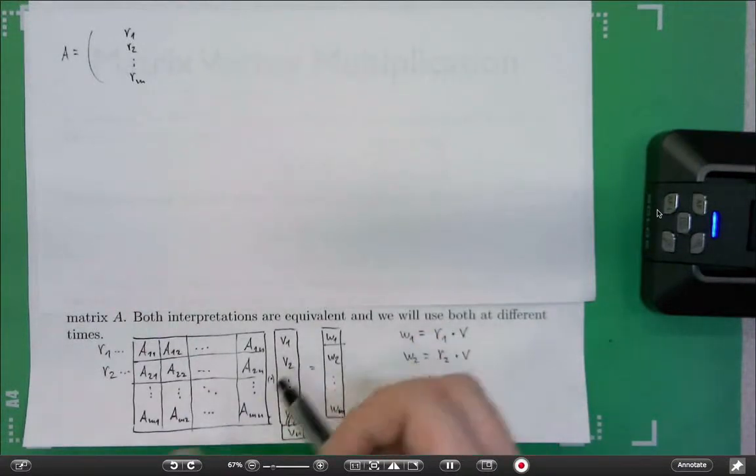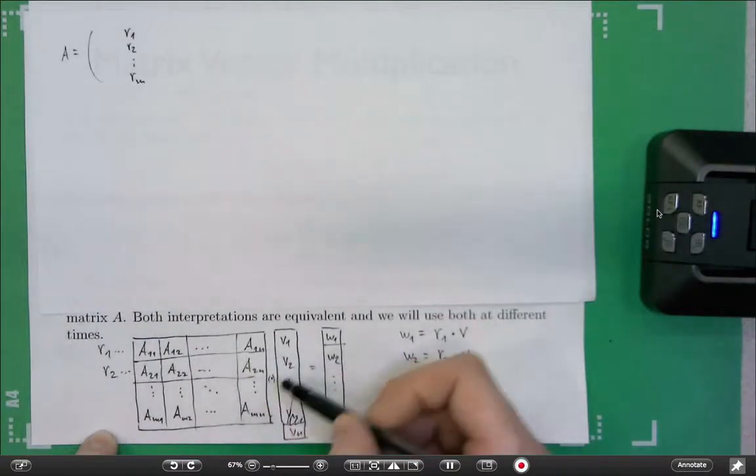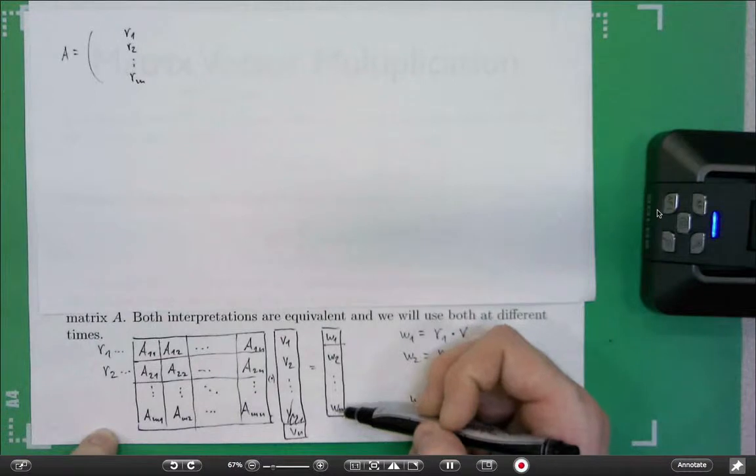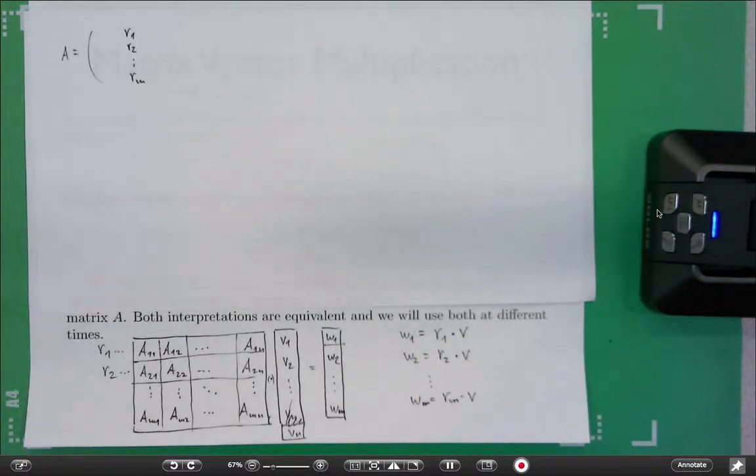So if I have an m times n matrix, it needs to accept an n vector and return an m-dimensional vector. Otherwise, it just would not match. Otherwise, these operations are not defined.